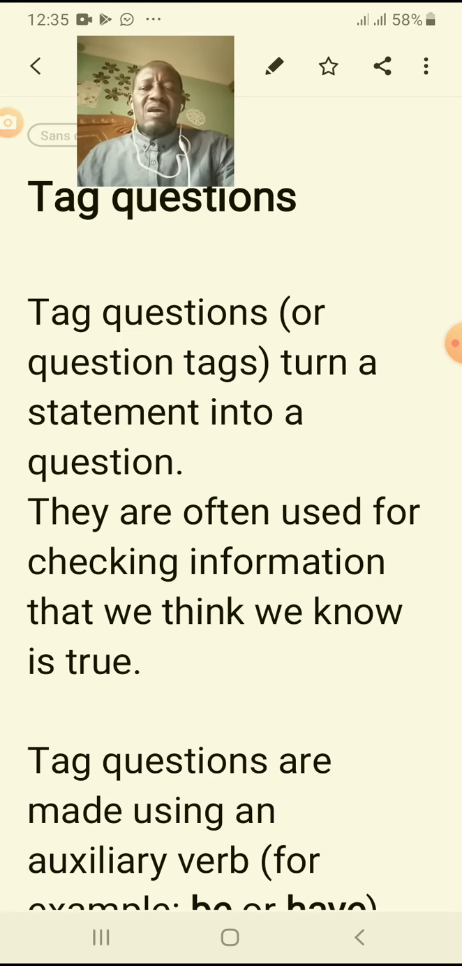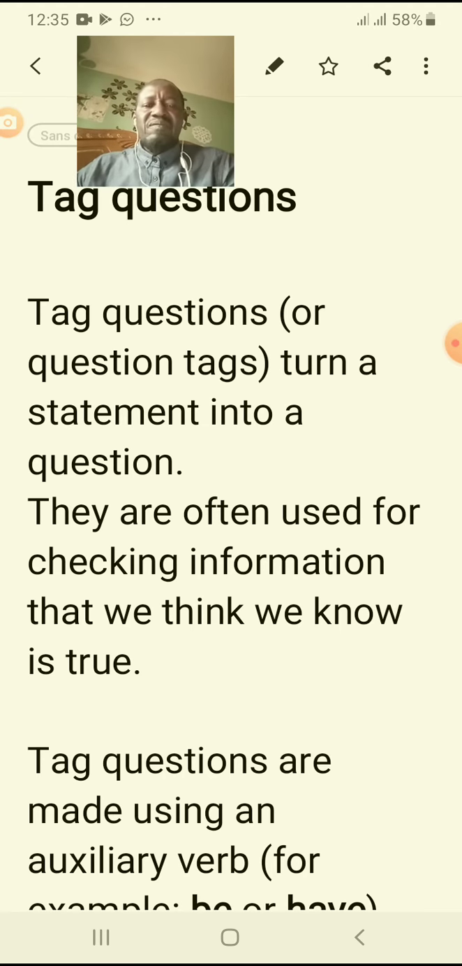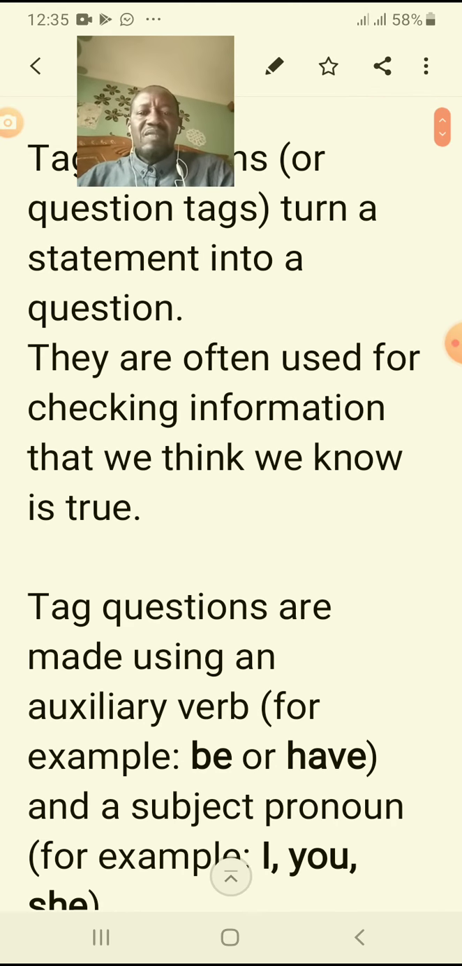Well, today I would like to talk to you about tag questions or question tags. Tag questions turn a statement into a question. They are often used for checking information that we think we know is true.